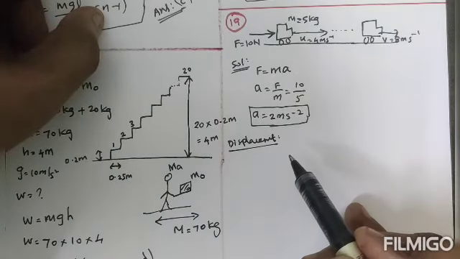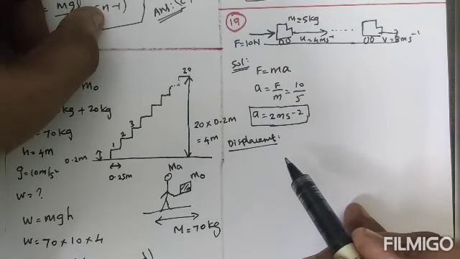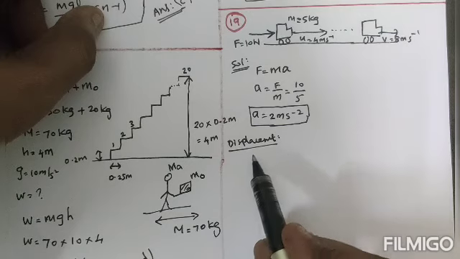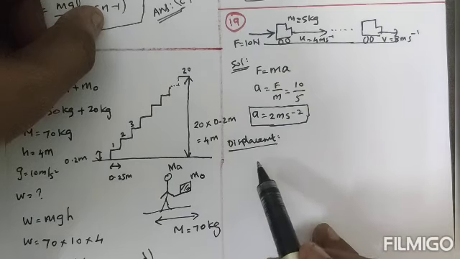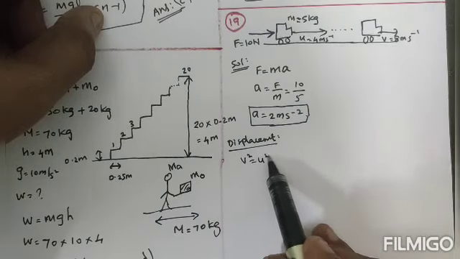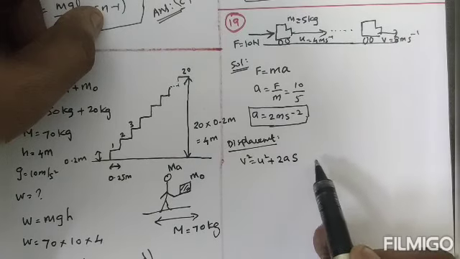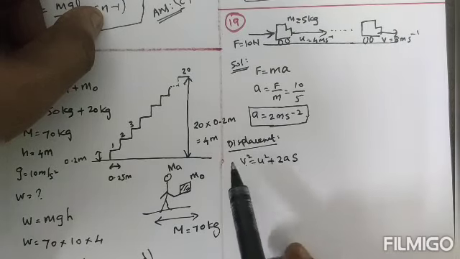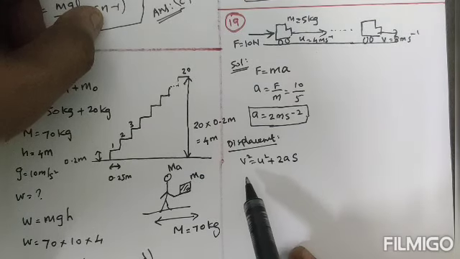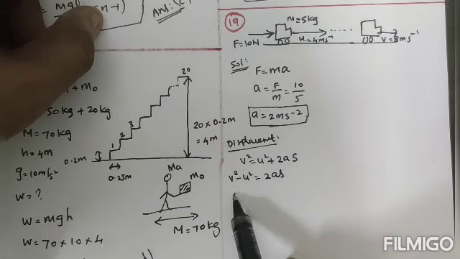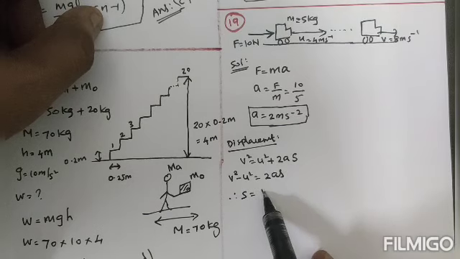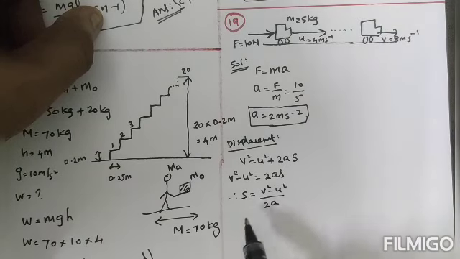Because if you observe, option A is asking work done. So the work done formula: work done equal to force into displacement. So we need displacement first. So let's take the equation of motion, v squared is equal to u squared plus 2as, where s is the displacement. I need s only. So moving u squared to this side, v squared minus u squared is equal to 2as. So I need s alone, that is displacement s is equal to v squared minus u squared divided by 2 into acceleration.